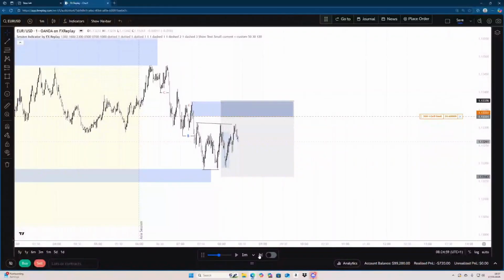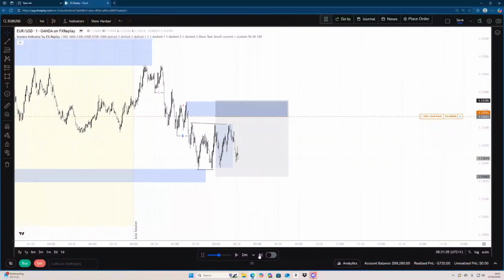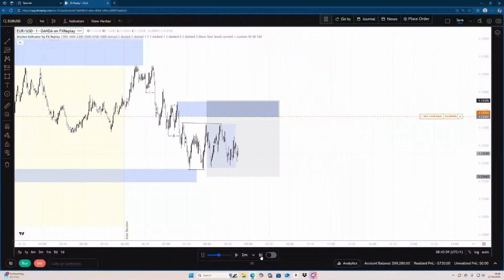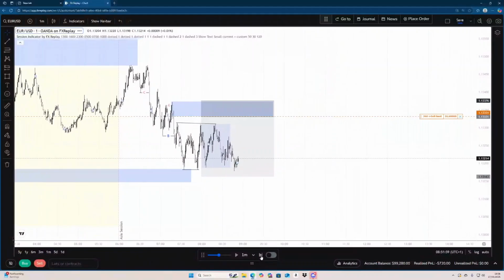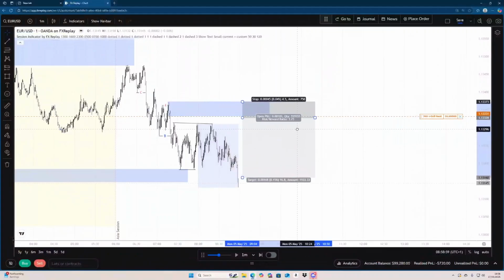Swept. I think it's swept, yeah. Not yet. Let's see what happened here. Was that a minor inducement there? Can't really tell.